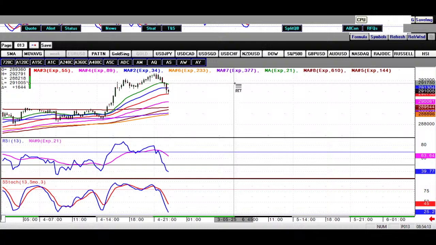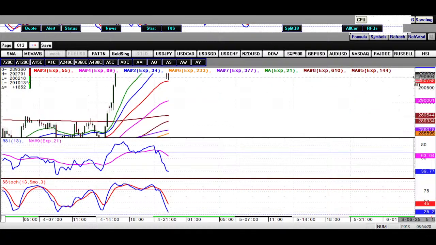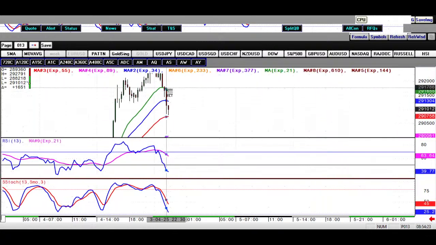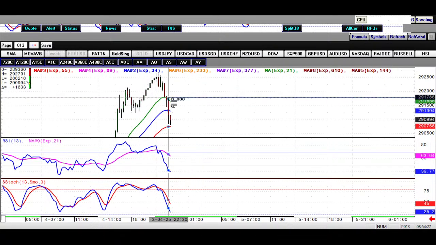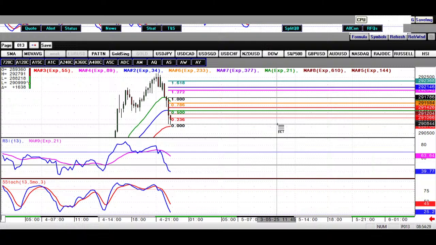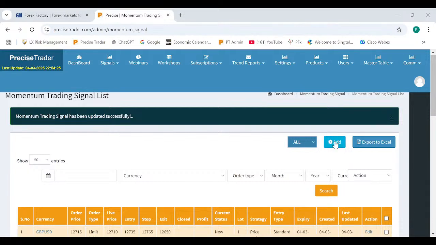Okay, so what we are going to do is go for one trade, selling at 16 and a half, and another one at 20 and a half. Then the TP is 2905. Okay, let me give you this call.